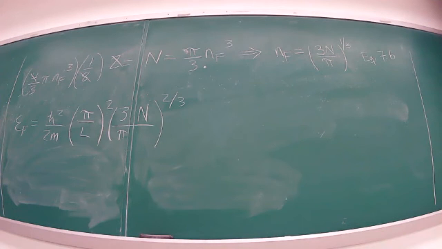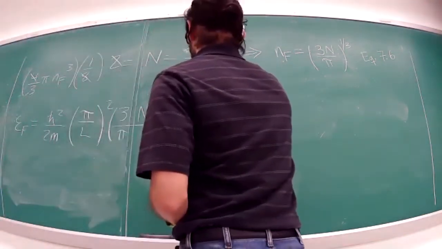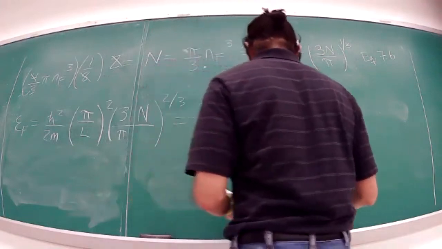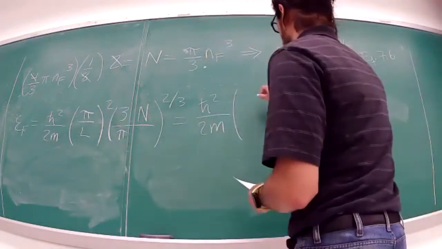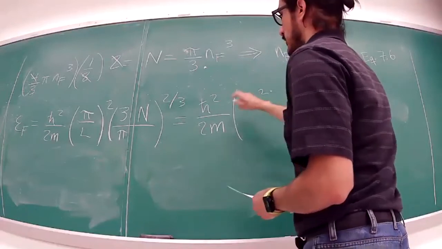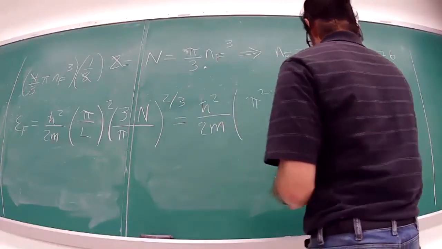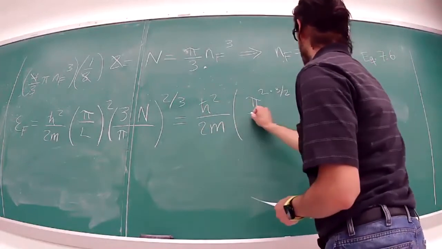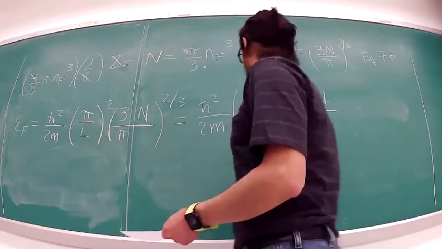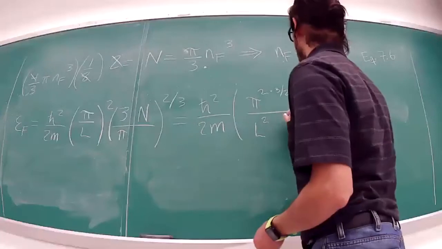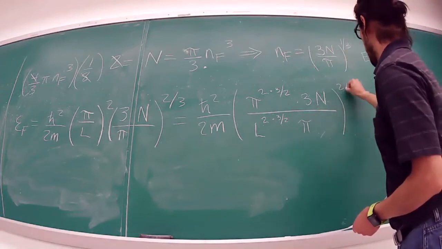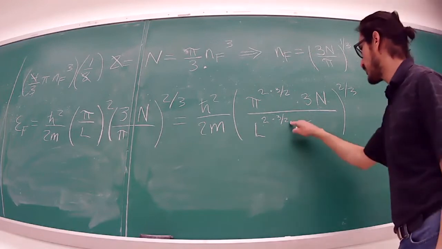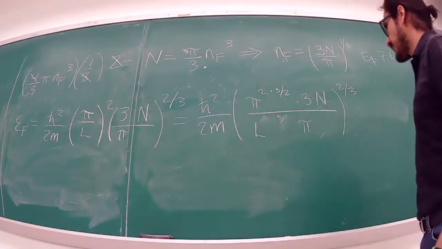That one we can separate. So it's just h bar squared over 2m. We can put pi inside of the 2/3, that pi squared. So pi squared times 3/2 times 3n. L squared inside also. So L squared times 3/2 times pi to the 2/3. And so we have the 2 and the 2. So that's an L cubed volume.